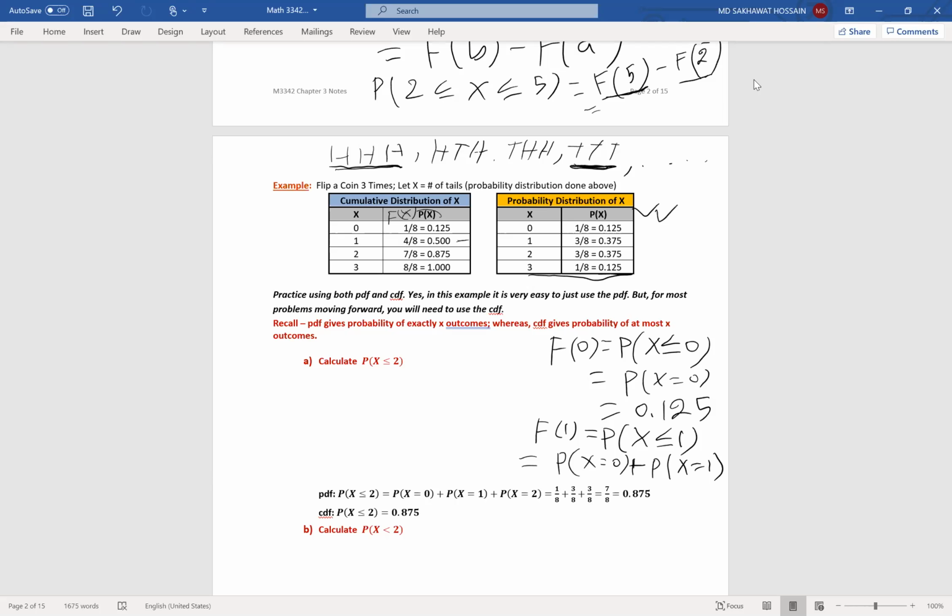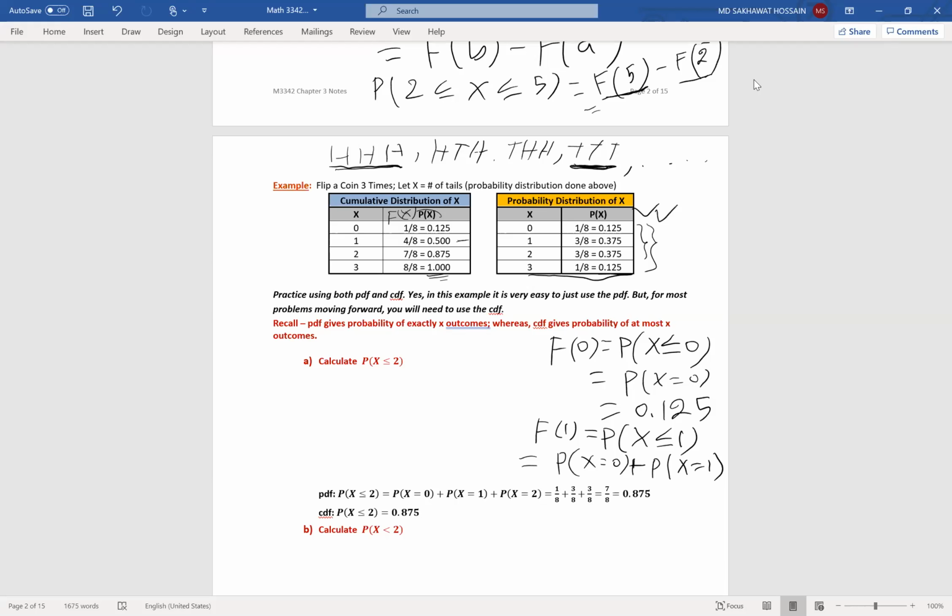Similarly, we calculated the cumulative probability at X equal to 2. F of 2 means probability of X less than or equal to 2, so you have to add the first 3 probabilities. And when X is 3, for the cumulative probability you have to add all 4 probabilities, and then the total probability is 1. So in the cumulative probability distribution, the last value of F of X will always be 1, because you are adding all the probabilities and you know that the total probability is 1.